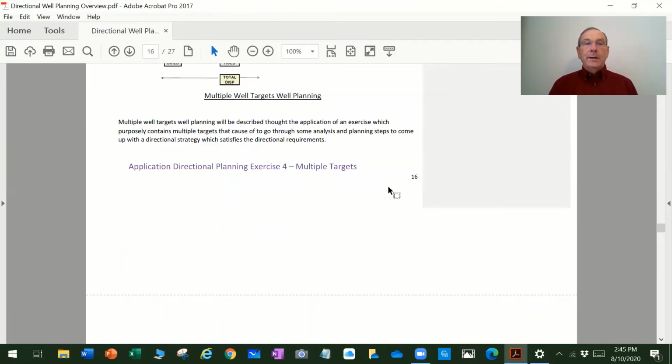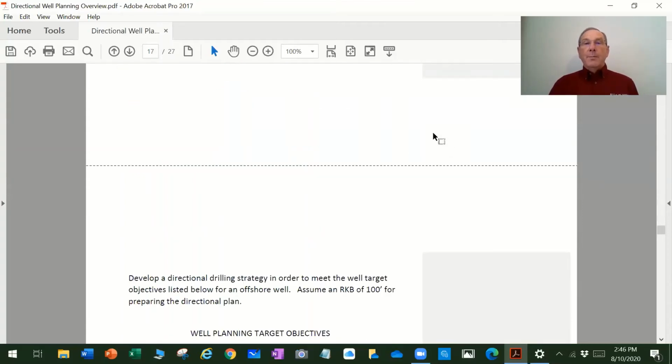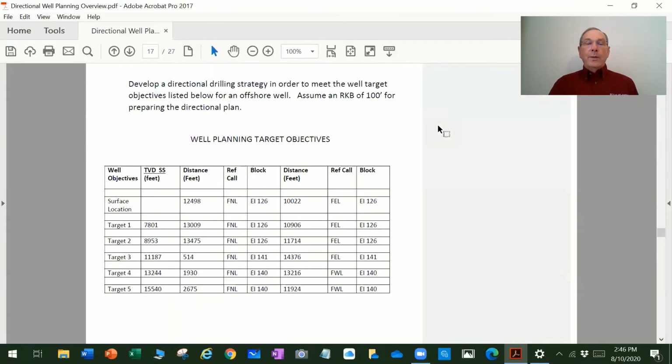Okay, the next section that we're going to review is multiple target well planning. Multiple well planning will be described through the application of an exercise which purposely contains multiple targets that causes us to do the analysis and planning steps to come up with a directional strategy that satisfies the directional requirements. So it's much better to go through an example than to try to put it into fancy words.